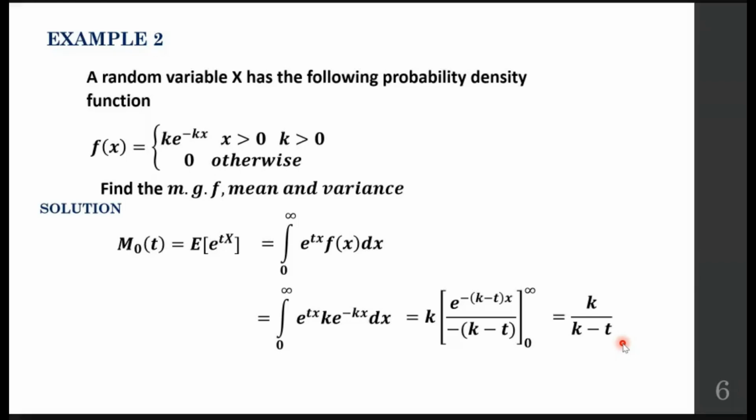Now, can we differentiate, and when we put t equal to 0, are we going to get a finite value? Now M0 of t is k upon k minus t. If we differentiate k upon k minus t with respect to t and then put t equal to 0, are we going to get an infinity answer, or will a finite answer come?